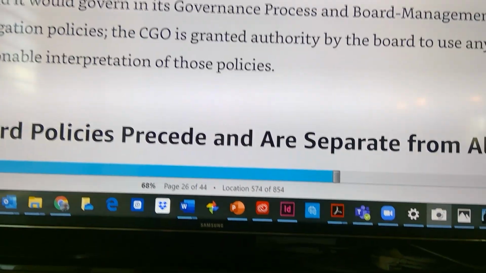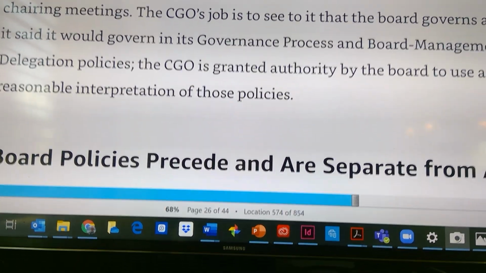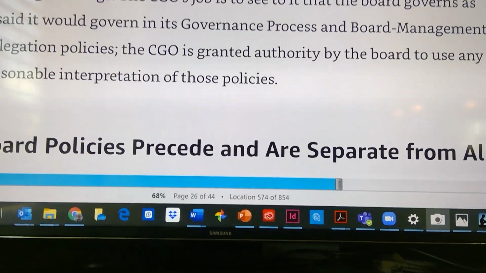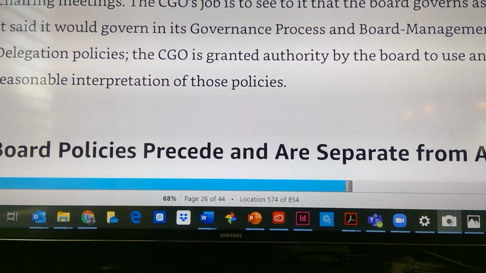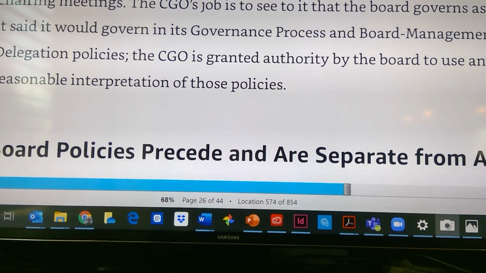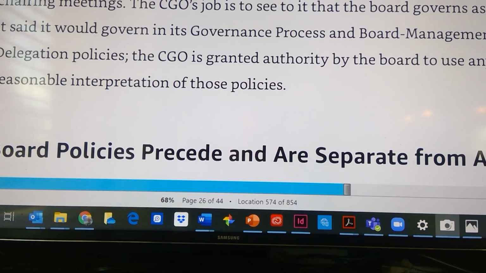Okay, so board policies are separate from all other aspects of the organization.